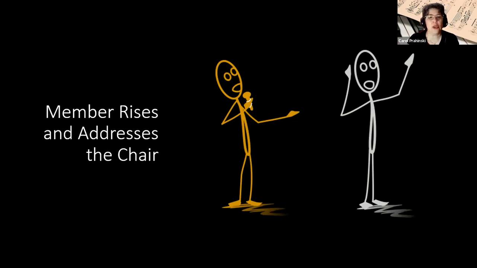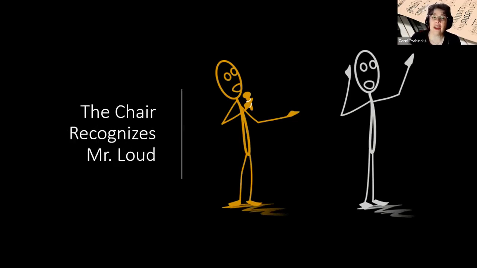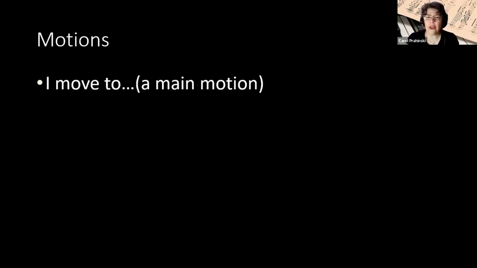The member rises and addresses the chair, "Mr. Chair." And the chair then says, "Mr. Loud, what would you like to say?" And Mr. Loud says, "I move to..." And this is how the motion starts. The motion starts with one individual making a main motion, and they phrase it not as "I make a motion," it's "I move to," and then whatever the action is that they would like the organization to take.